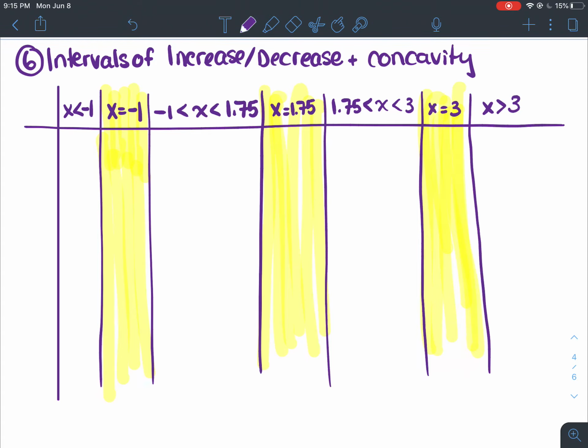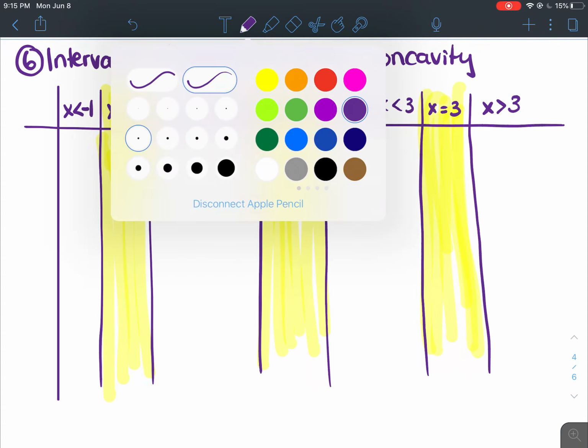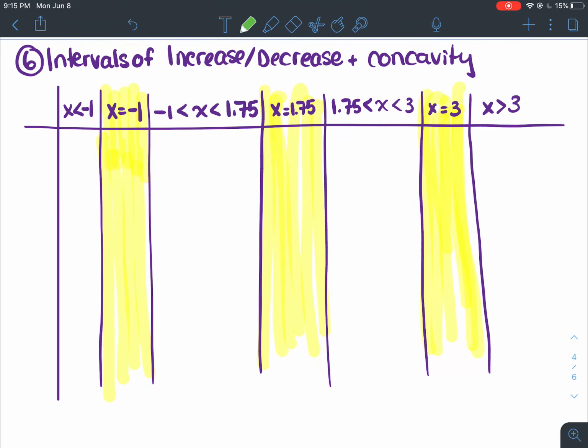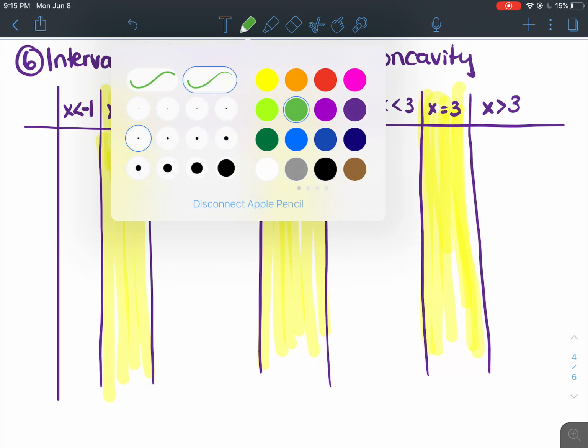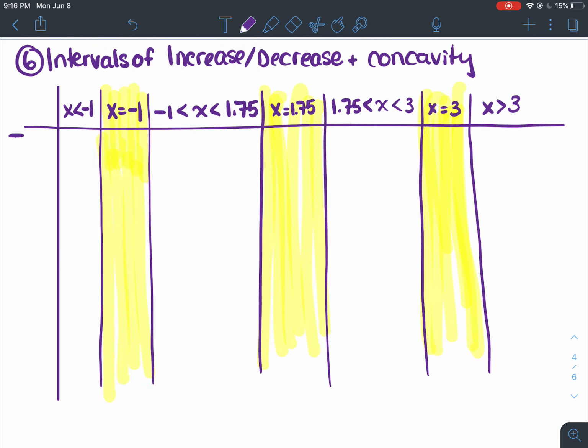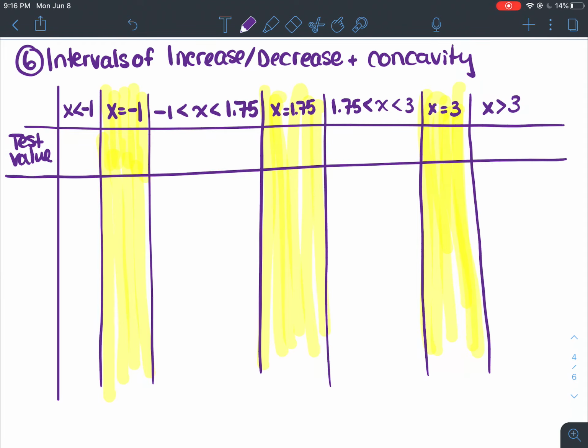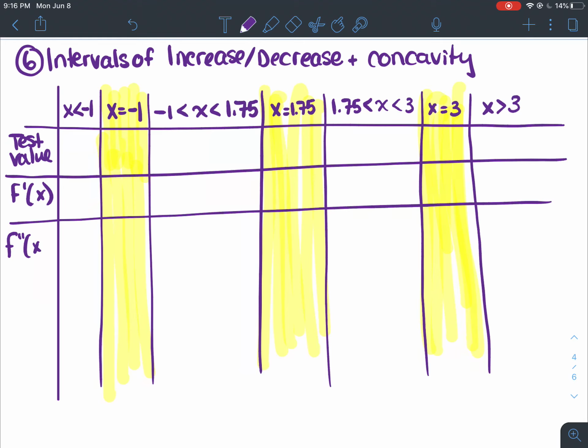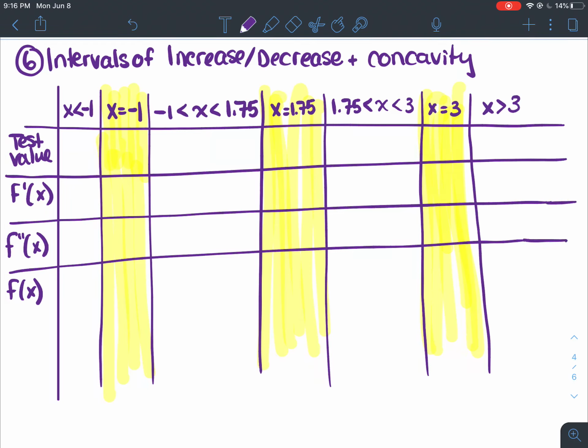That makes sense. So I'll just start with them. Before I do that, I want to set this up. You want to have a test value, a number that you're going to pick to test out what's going on in that interval. Then you want to look at what's happening with the first derivative, what's happening with the second derivative, what's happening with the actual function. So that's your areas. This is a super messy chart.